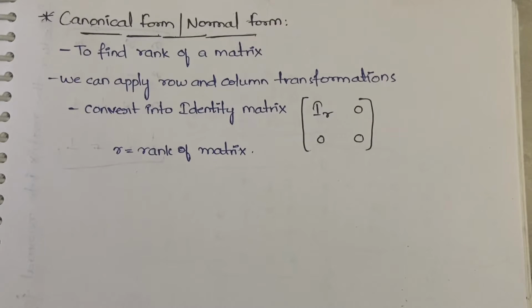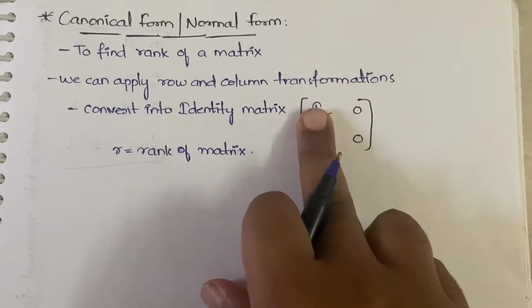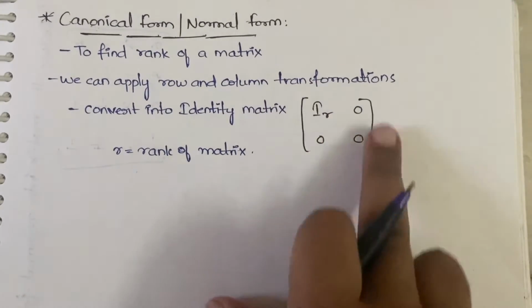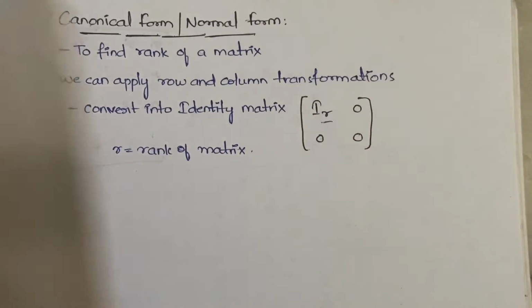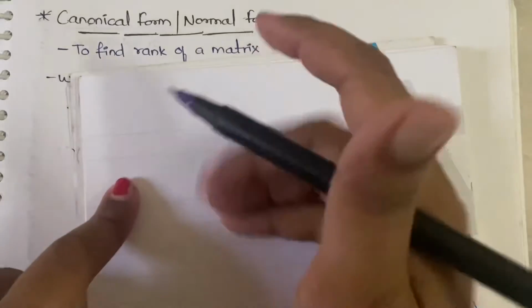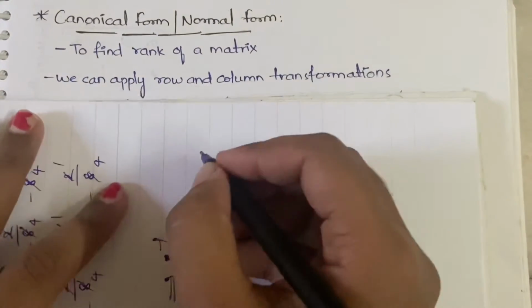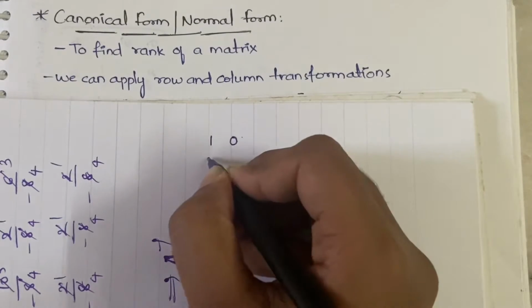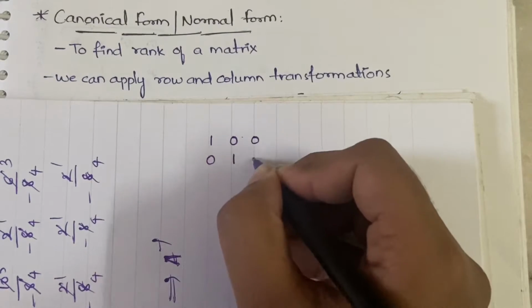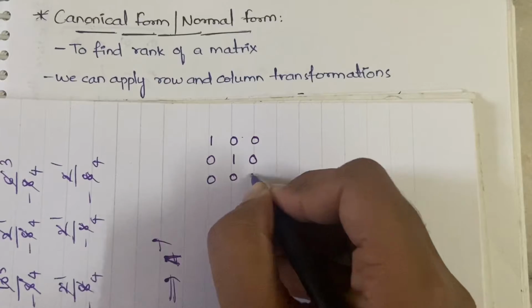Basically, whatever matrix you are having, you need to convert into an identity matrix. When you convert it into an identity matrix, you will get this form, I_R 0 0 0. Here R is nothing but the rank of the matrix. For example, suppose we have a matrix like 1 0 0, 1 0 0, 0 0 0.